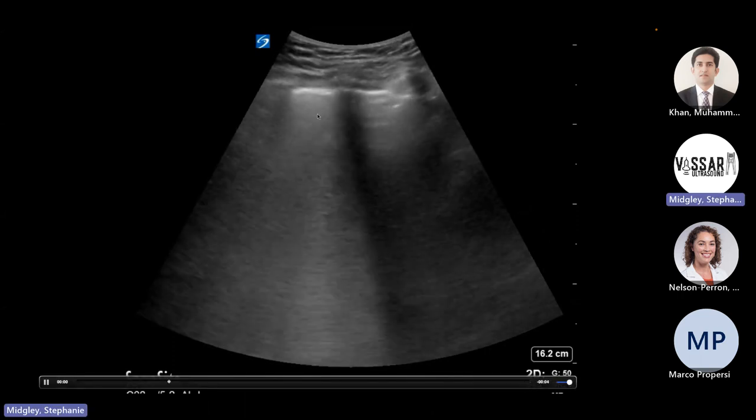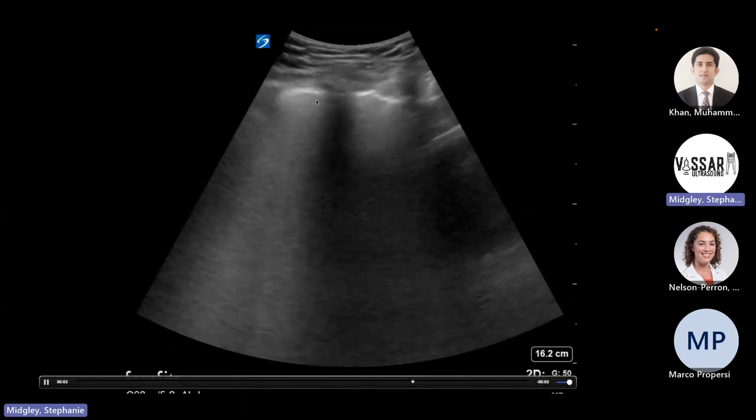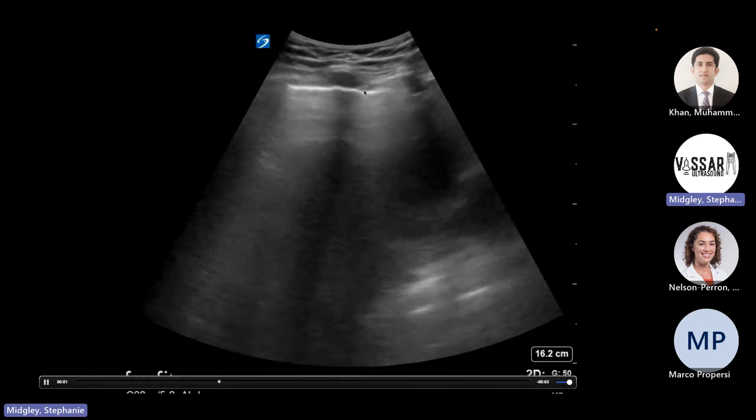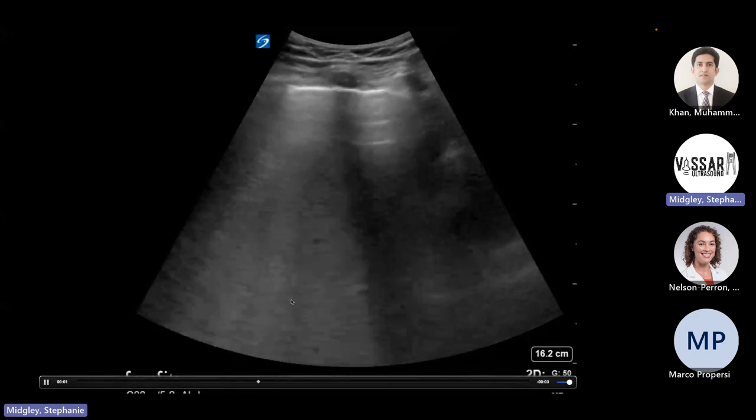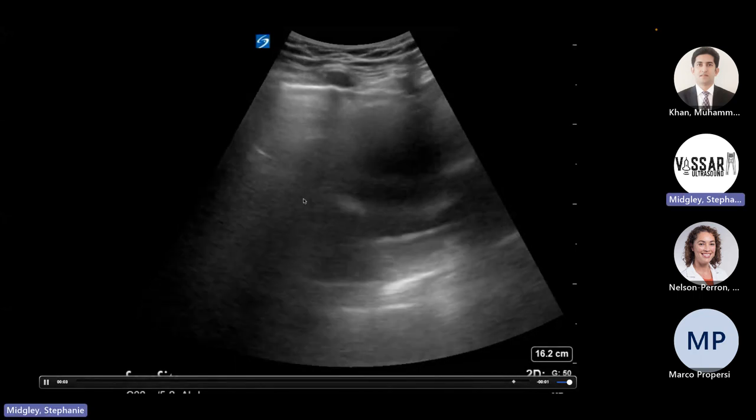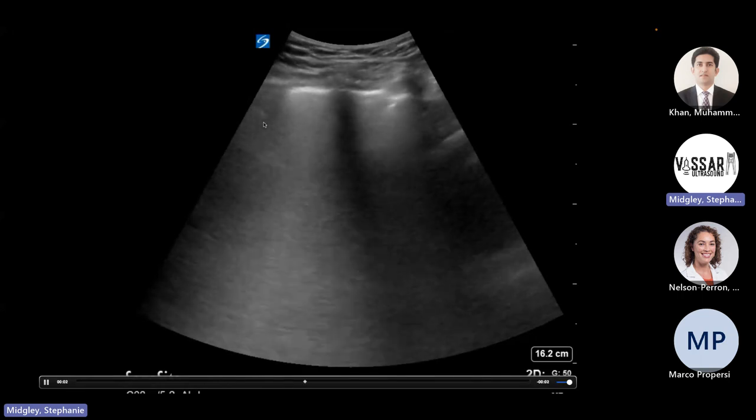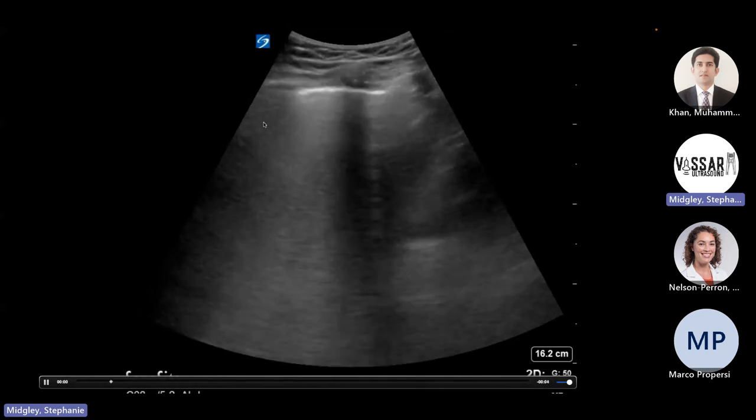Here, this is more pulmonary edema from probably cardiogenic sources. And if you notice here, the pleural line is quite a bit crisper and it's thinner. And you can see that these B lines are coming from all over in different areas. It's kind of jumping back and forth as opposed to coming from one area.